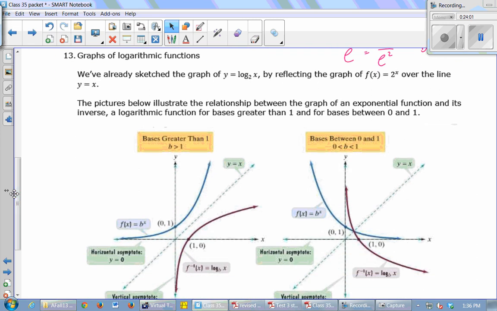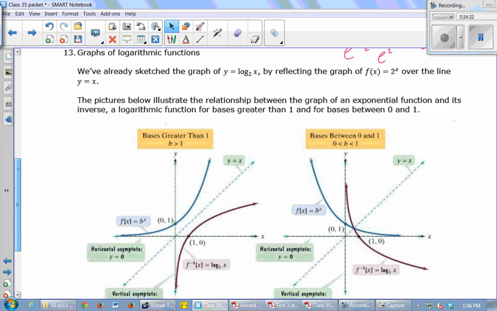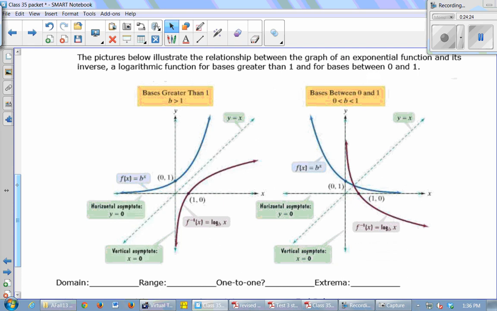All right, so now let's take a look at the graph of some log functions. We already sketched the graph of y equals log base 2 of x because we started with 2 to the x and we reflected it over the line y equals x. So these 2 graphs are inverses of each other. So we did that a little bit earlier. So these 2 pictures illustrate the relationship between the graph of an exponential function and its inverse, which is a logarithmic function, for bases greater than 1 and bases between 0 and 1.